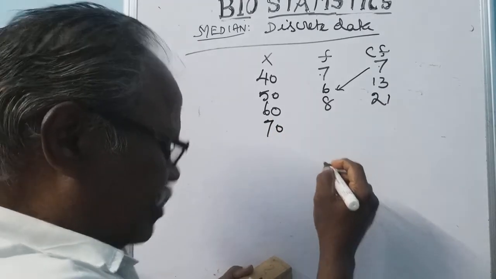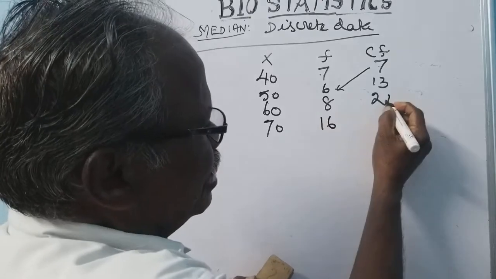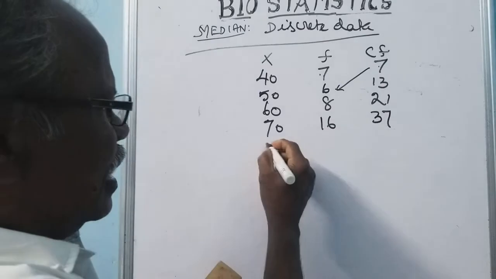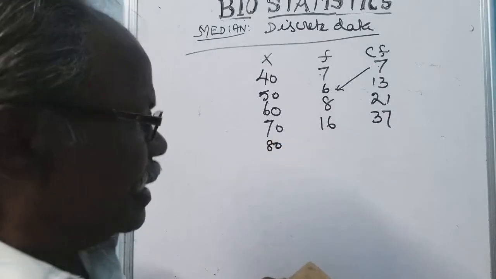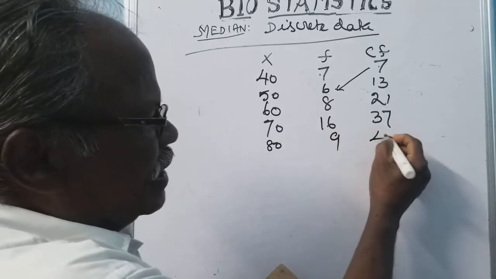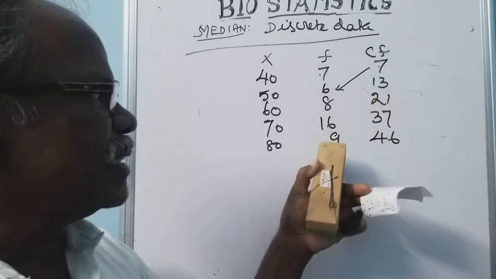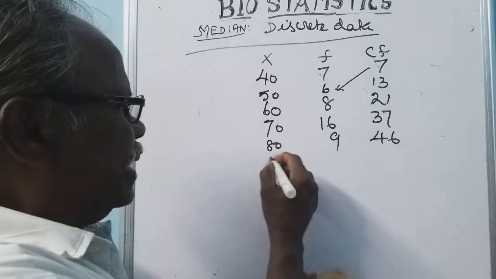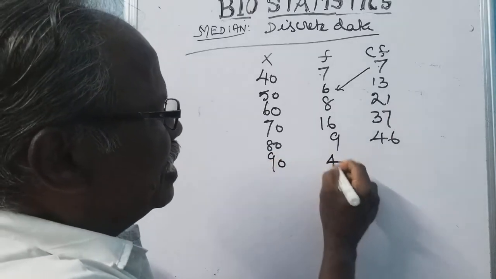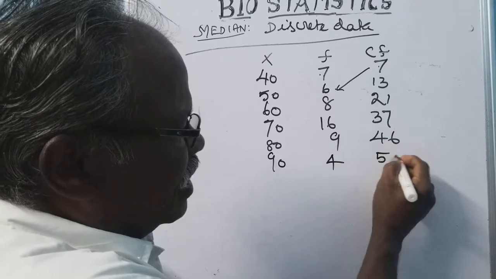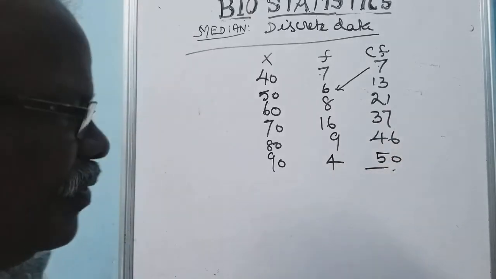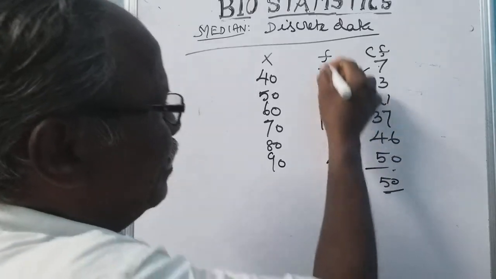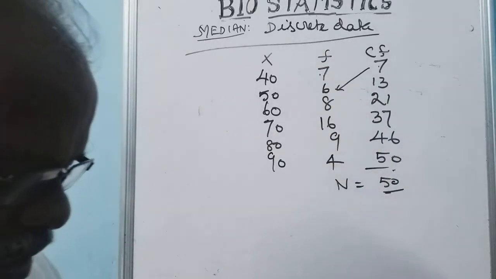Then 70 has frequency 16, so 21 plus 16 is 37. Then 80, the frequency is 9, and 37 plus 9 is 46. Then 90, the frequency is 4, 46 plus 4 is 50. So the total cumulative frequency is n equal to 50. Even if you add the frequencies, it will come to 50.